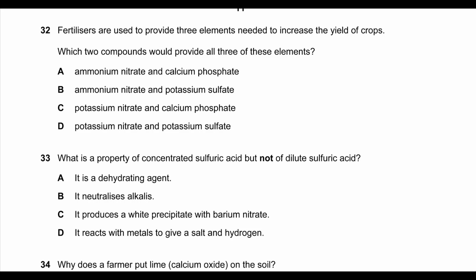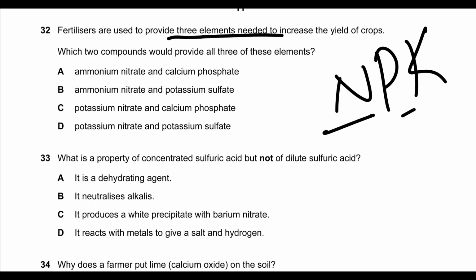Fertilizers are used to provide 3 elements needed to increase the yield of crops. What are these 3 elements? N, P, K: nitrogen, phosphorus, potassium. Ammonium nitrate and calcium phosphate: you have phosphorus, you have nitrogen, but you don't have potassium. Ammonium nitrate and potassium sulfate: you have potassium and nitrogen, but you don't have phosphorus. Potassium nitrate and calcium phosphate: you have potassium, nitrogen and phosphorus, so it's C.